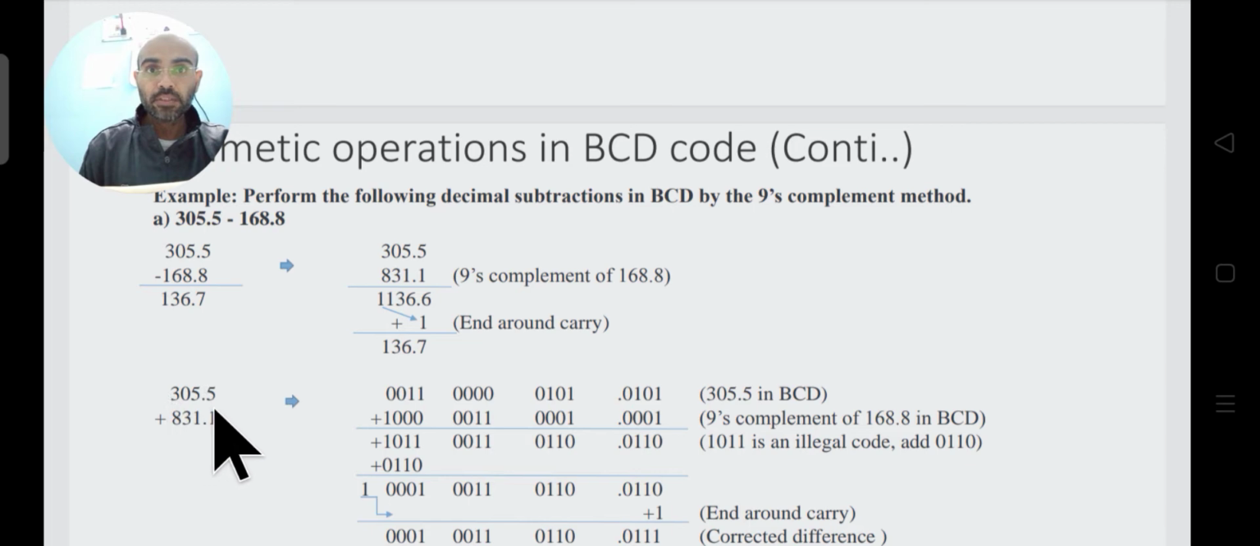Now we will represent these two numbers in BCD. Representing these two numbers in BCD will be 3, 0, 5, 8. You can verify it from your previous table. There is no change, so just to save time, I am showing you this. Then this is the 9's complement of the previous one. Now after representing this, we have to perform the addition.